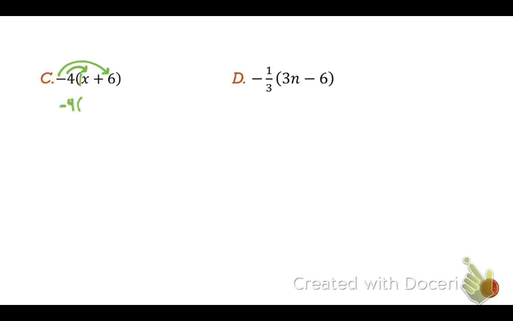Okay, -4 times 1x. Very good. Now I'm going to continue with this number on the outside, -4. Everybody write -4. And then we're going to multiply it times the second term, +6.